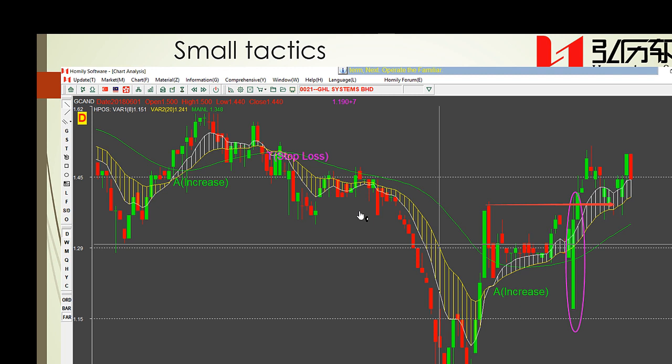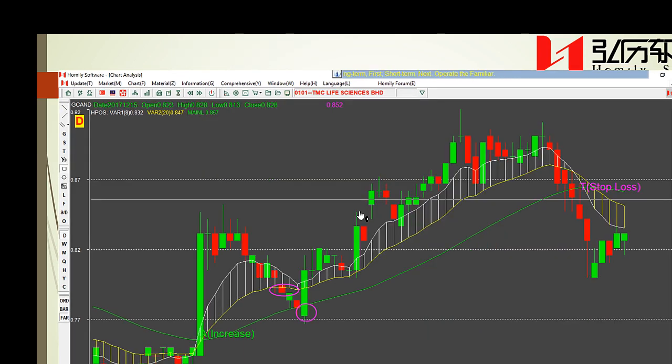So this one is rising, so it's safer. And this one is turning down. This one is turning down. But we can see after that the price can still stand above this right band. So here we can still buy it.